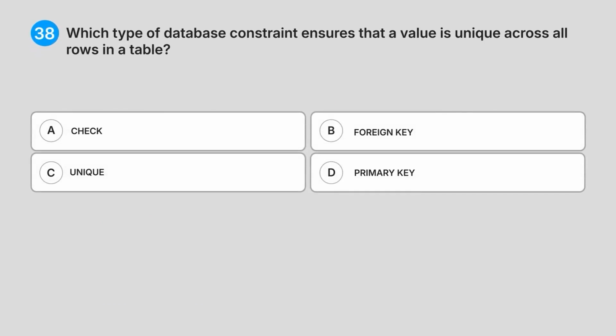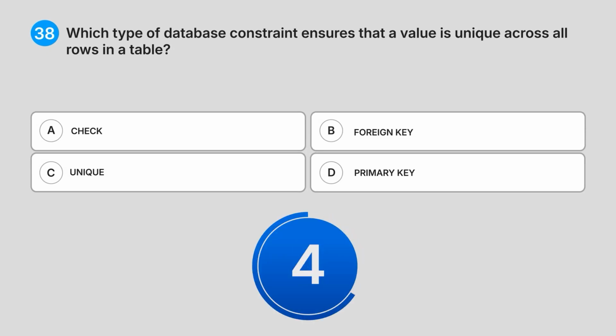38. Which type of database constraint ensures that a value is unique across all rows in a table? A. Check. B. Foreign key. C. Unique. D. Primary key. What do you think is the answer?